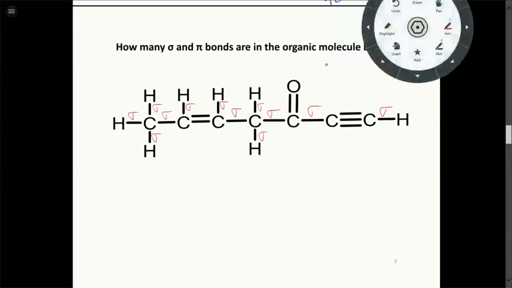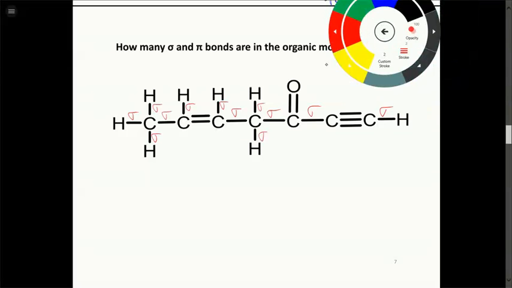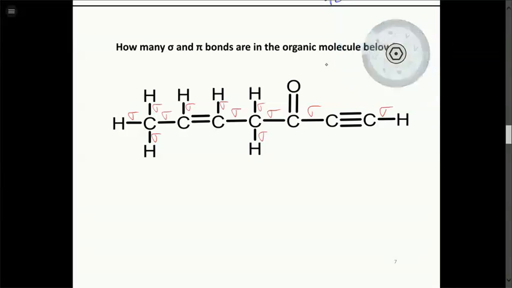And then we have a bunch of multiple bonds in the structure, which I'll label in blue. Remember, each multiple bond will have one sigma bond, and the rest are pi. So this double bond is going to be one sigma and one pi. This double bond is going to be one sigma and one pi. And then this triple bond is going to be one sigma and two pi's.